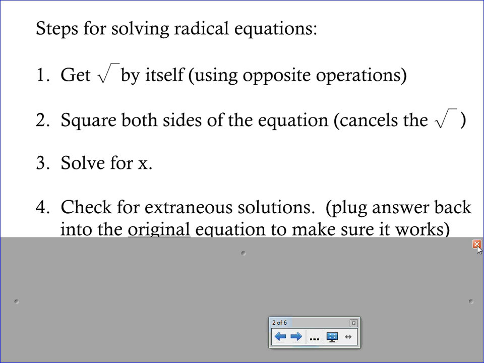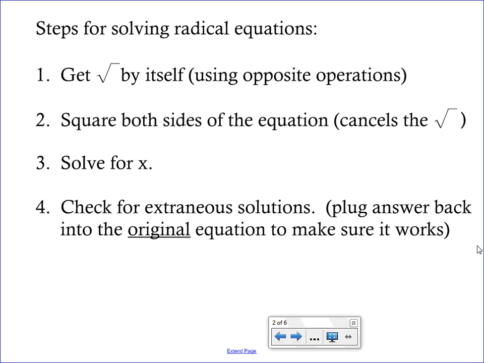This is where we have to check our answers. And I know in the past we would say, oh yeah, check your answer, plug it back in and see if it works. And sometimes you do it, most of the time you wouldn't. But here, this is a must do. If you do not check for extraneous solutions, there's a possibility that you could actually get the wrong answer.